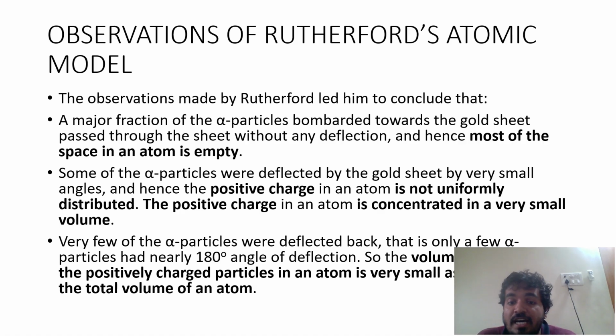Hence, the positive charge in an atom is not uniformly distributed. The positive charge in an atom is concentrated in a very small volume. Very few of the alpha particles were deflected back. That is, only a few alpha particles had nearly a 180-degree angle of deflection.